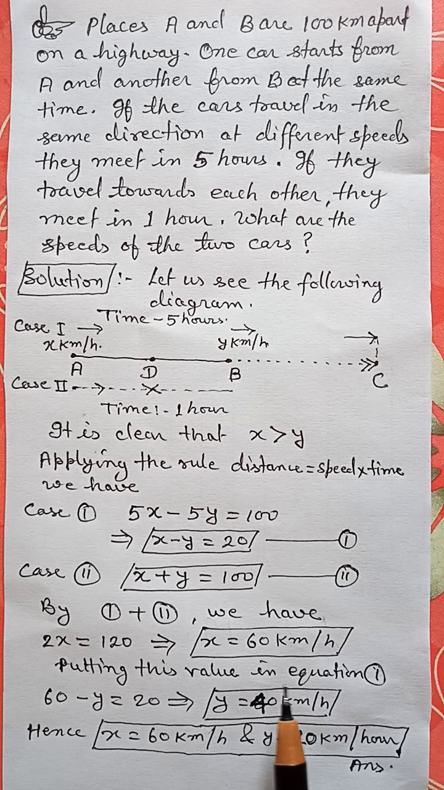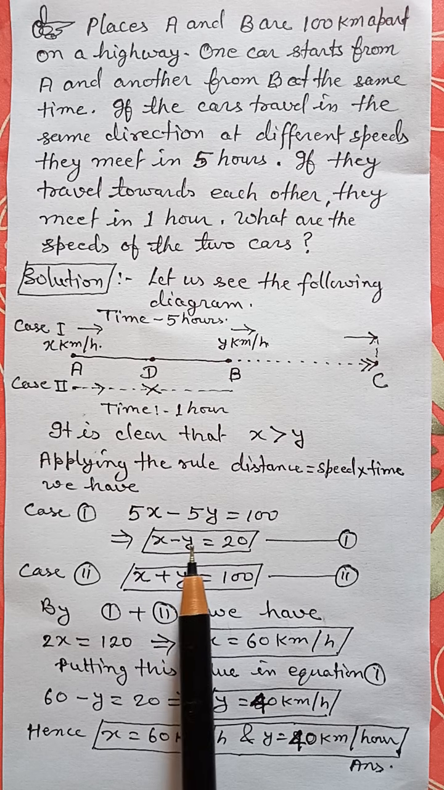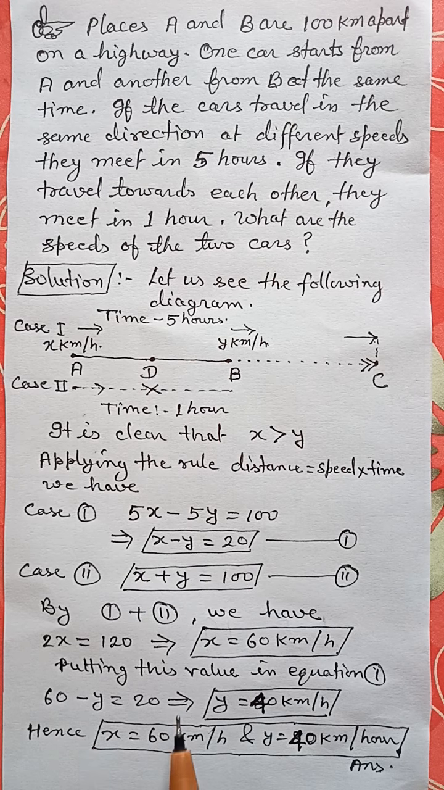Putting this value in equation 1, x is 60, so 60 minus y is equal to 20. And from this we have y is equal to 40 km per hour. Hence, x is equal to 60 km per hour and y is equal to 40 km per hour. These are the speeds of the car at A and the car at B.